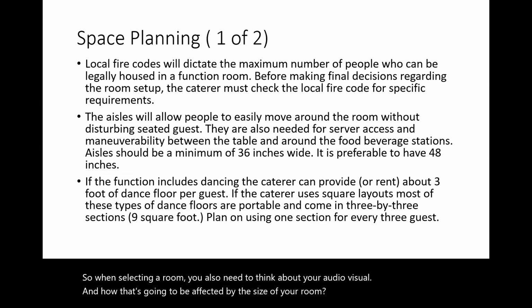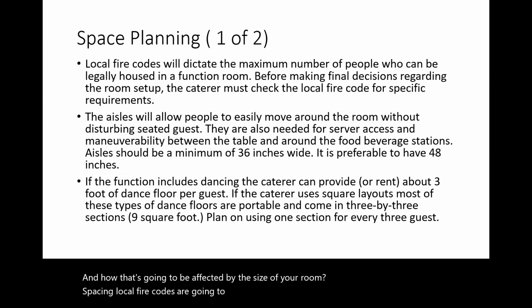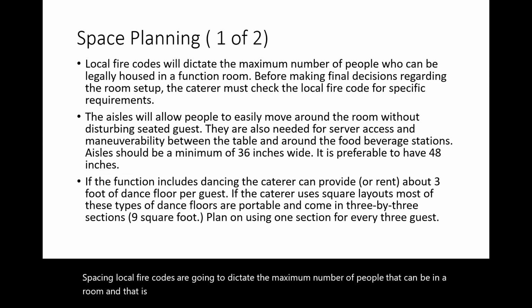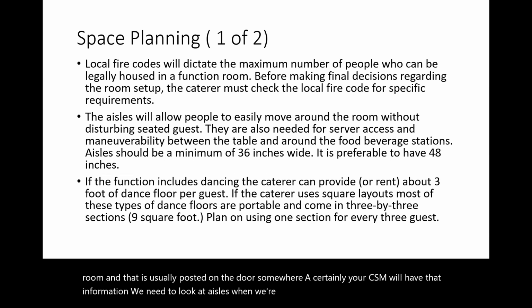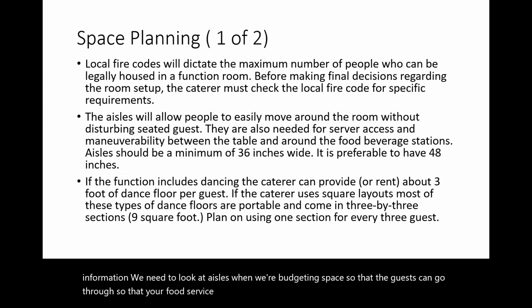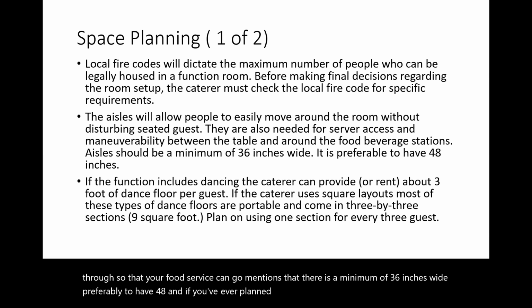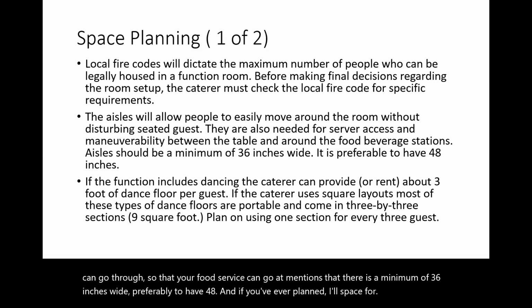Spacing: local fire codes are going to dictate the maximum number of people that can be in a room. And that is usually posted on the door somewhere. Certainly your CSM will have that information. We need to look at aisles when we're budgeting space so that the guests can go through, and so that your food servers can go. It mentions that there's a minimum of 36 inches wide, preferably 48. And if you've ever planned aisle space for ADA, it's even bigger.